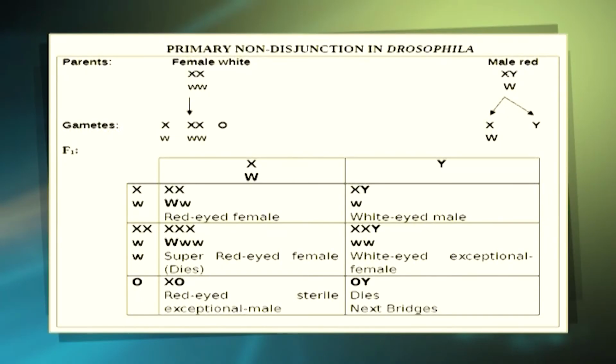This is possible only when the two X chromosomes of the mother carrying white-eyed gene fail to separate during gametogenesis and pass together to one gamete and the other gamete without an X chromosome. The failure of separation of XX chromosomes in the white-eyed female parent is known as primary non-disjunction. The female offspring formed from the ovum containing XX chromosome is called primary non-disjunction female.